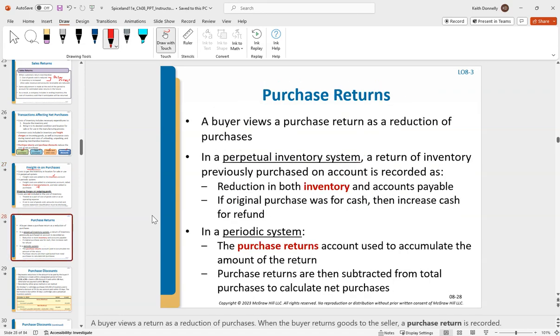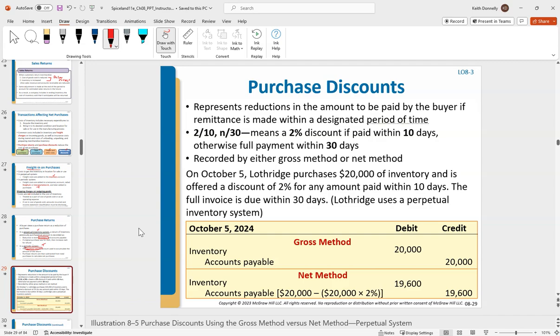How about purchase returns? So you bought some inventory. You're not the seller here, you're the buyer, and then you return it. Well, if it's a perpetual inventory system, you'll just get the inventory off the books. That's great. You can credit inventory. But if it's periodic, you're going to hit this temporary account for the purchase returns. Okay, and we'll see this in a bigger example here.